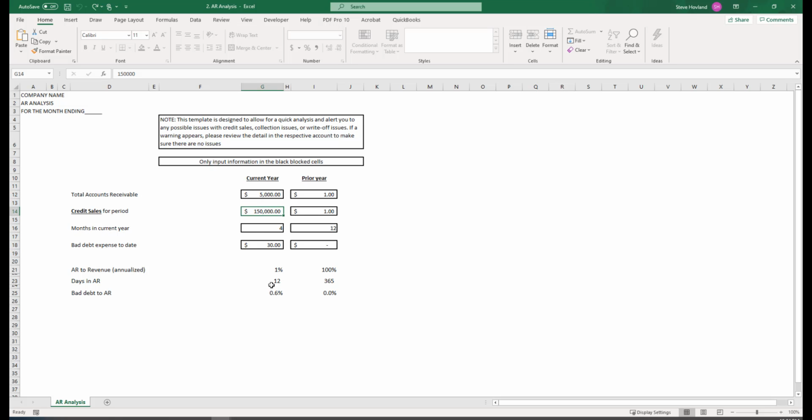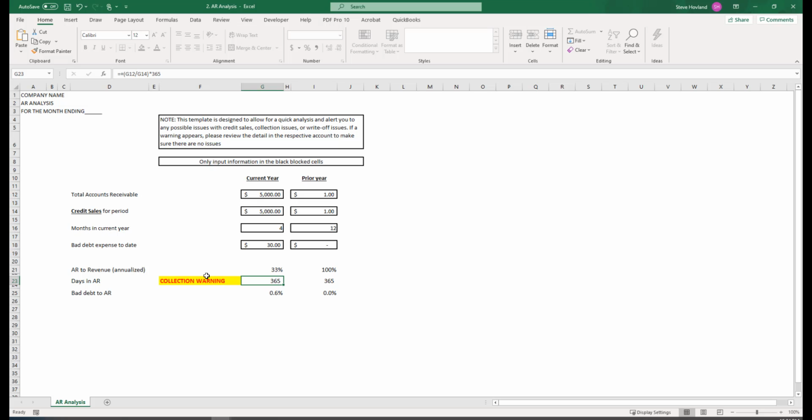But so you can get a better idea on this days in AR, let's go ahead and change that number to 5,000. So if we had $5,000 in sales and we have total accounts receivable of 5,000, that means our entire credit sales is sitting in accounts receivable. So 5,000. As you see, it calculates there's 365 days of sales in AR.